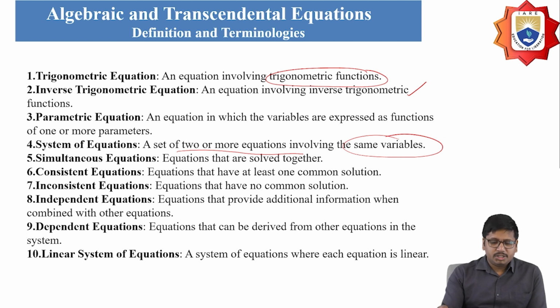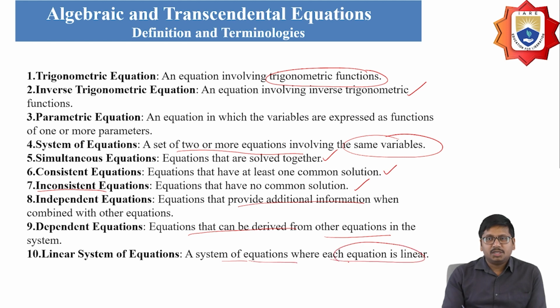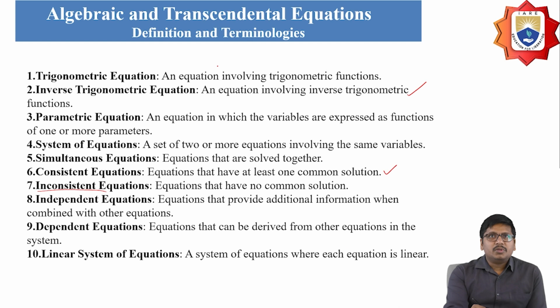And simultaneous equations are those which are solved together. Consistent equations are equations that have at least one common solution, and equations that have no common solution are inconsistent. Independent equation means the equation that provides additional information when combined with other equations. Dependent equation means the equation that is derived from the equations in the system. And linear system of equations means a system of equations where the equations are linear. So these are some of the definitions.